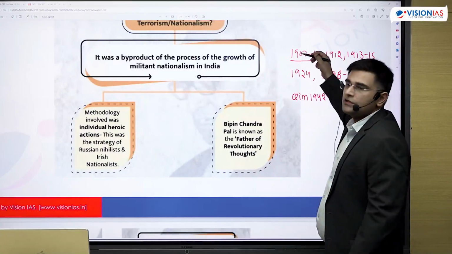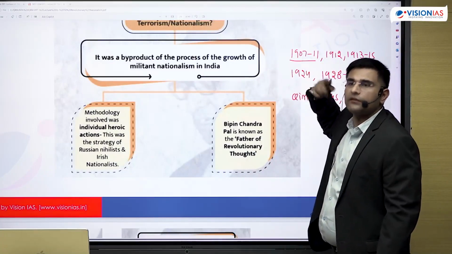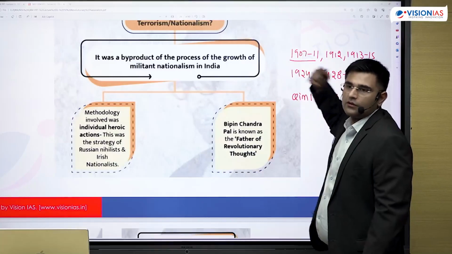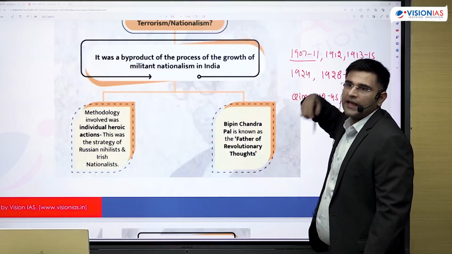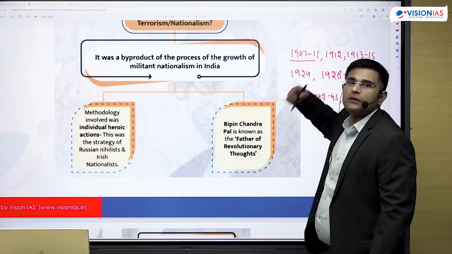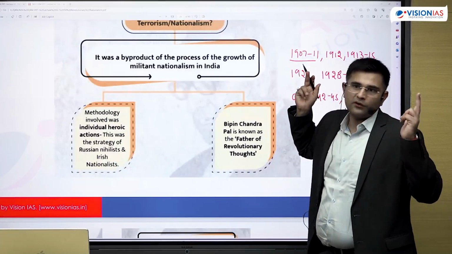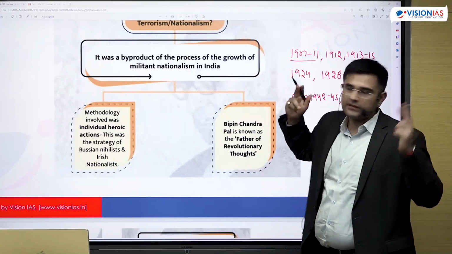When the Swadeshi movement failed, that is, when the people's movement failed, because the repression of extremist leaders began after the Surat split of 1907. So when the people's movement became leaderless, after that the revolutionaries came up. So when the people's movement failed, then the guns came out.